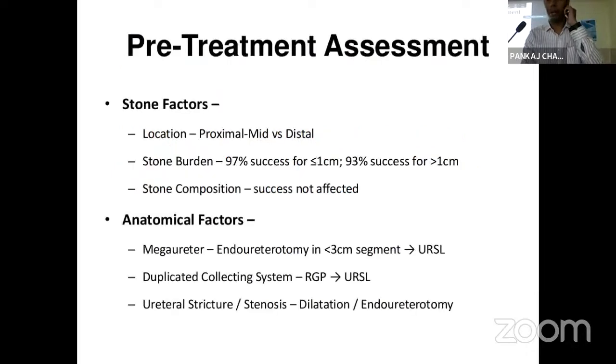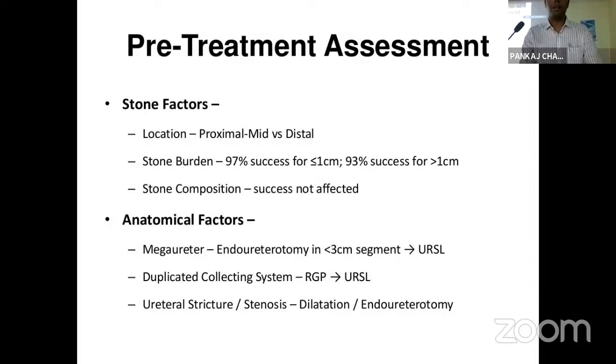Now the pre-treatment assessment for URSL. First, the stone factor: location of the stone, proximal, mid versus distal, and the stone burden. 97% success for less than 1 centimeter stone and 93% success for more than 1 centimeter stone. Stone composition doesn't affect the success of the procedure.